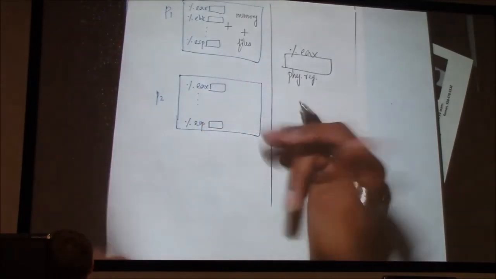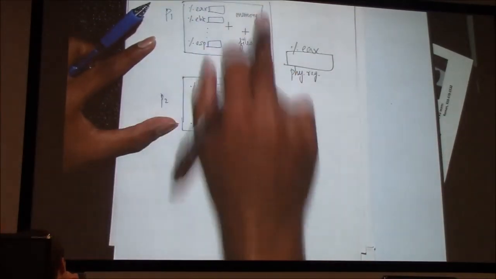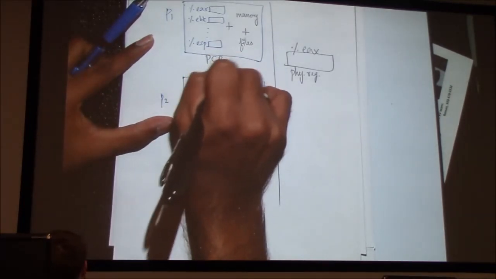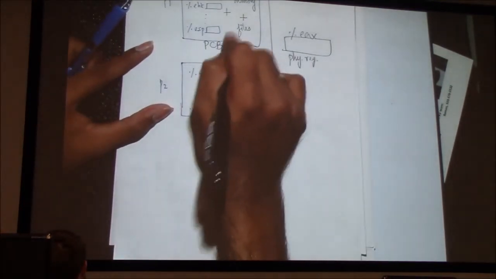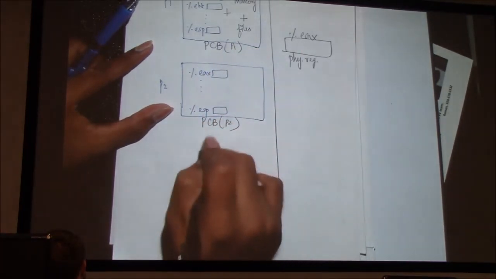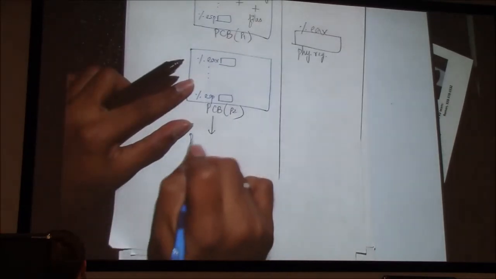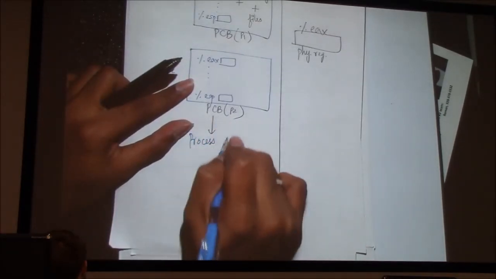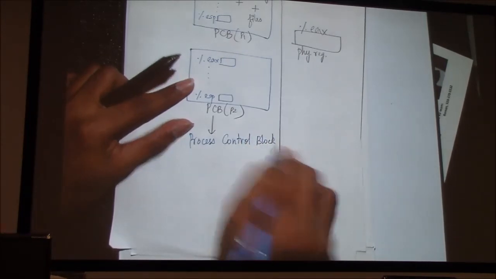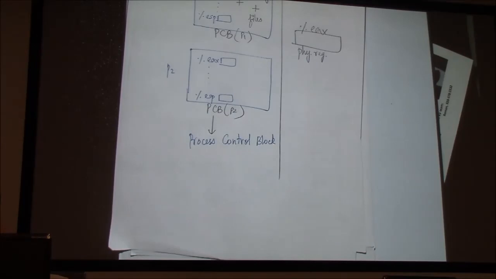So we'll talk about that, but just here, all these things that we have in this data structure is called the PCB. This is PCB for process 1. This is PCB for process 2. And PCB just stands for process control block. This is the basic data structure that the operating system uses to store the details about a particular process.